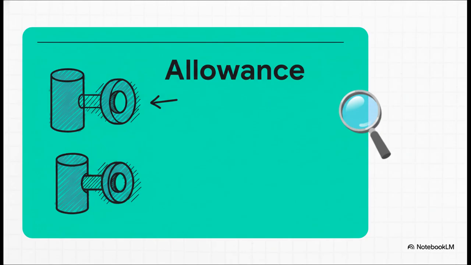Next, allowance. This is the intentional space you design between two parts that have to fit together. It's the minimum gap you want for a loose fit or the maximum overlap for a tight press fit. This is the space you plan for on purpose.